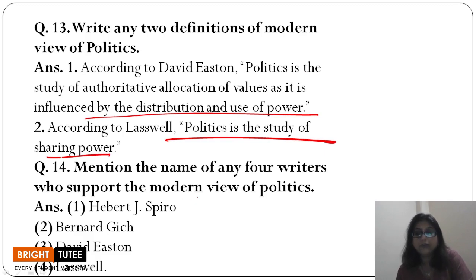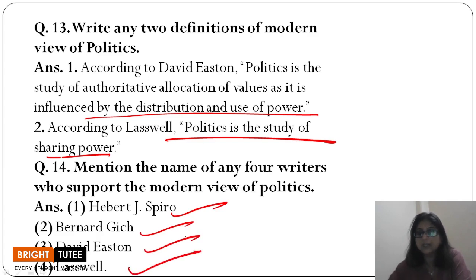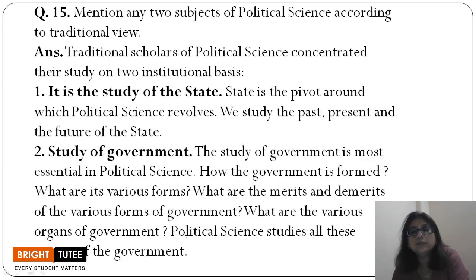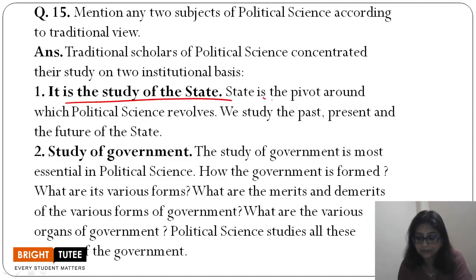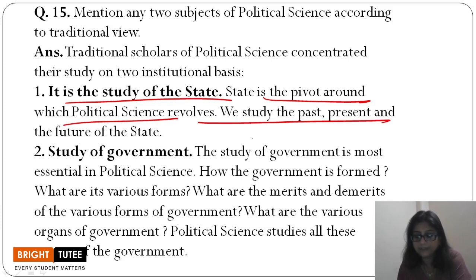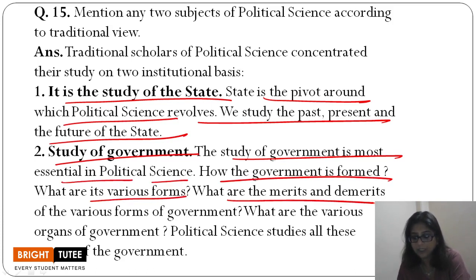Mention the names of any four writers: Howard J. Spiro, Bernard Gitch, David Easton, and Lasswell. Mention any two subjects of political science according to the traditional view. Traditional scholars of political science concentrated on the institutional basis. It is the study of the state, the pivot around which political science revolves, and we study the past, present and future of the state. And the study of government, which is most essential in political science: how the government is formed, what its forms are, what the merits and demerits are, how it works, and what its organs are. Political science studies all these aspects of the government.